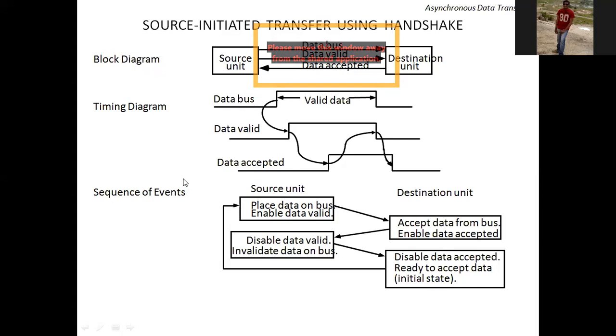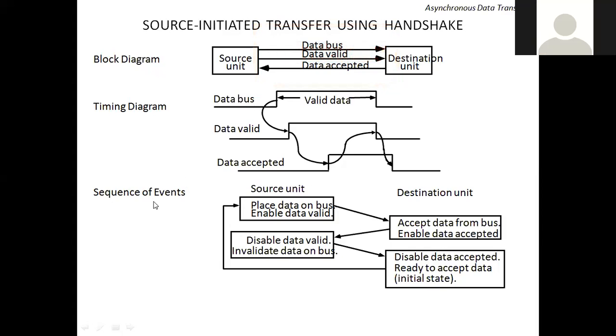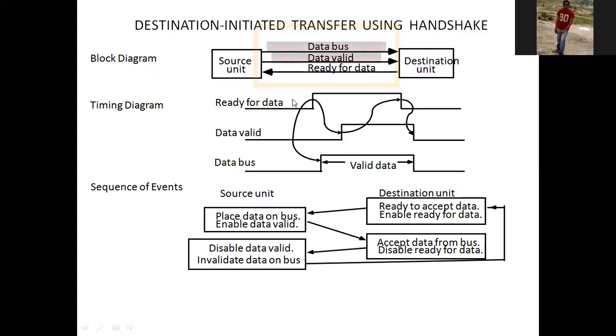So again the signal, from where? From the source unit. Again the same signal is from the source unit. Are you able to see the data bus? The source unit is telling. Now if you understand the sequence diagram, then it will be easy for you to understand the source initiated and the destination initiated. You see, the same two signals are the same.